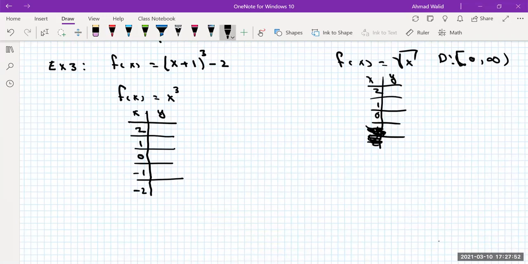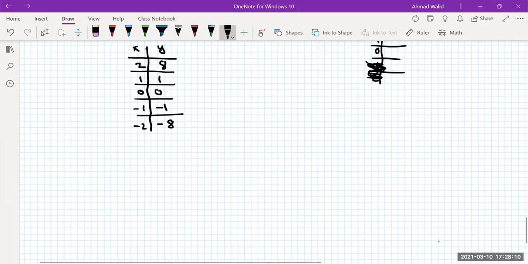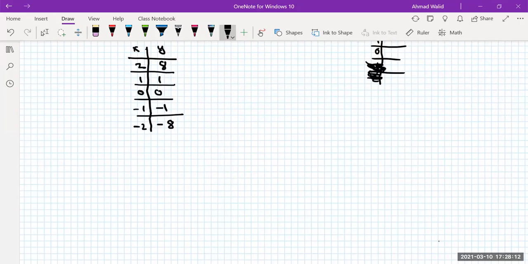2 cubed gives you 8. 1 cubed gives you 1. 0 cubed, 0. -1 cubed gives you -1. And -2 cubed gives you -8. Correct? Let's graph this first.